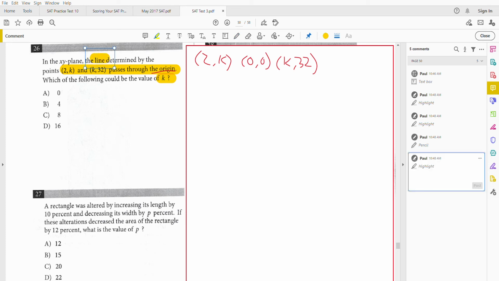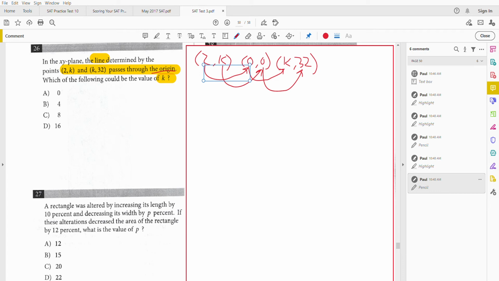So lines have the same slope. So your increase from 2 to 0 has got to be the same as your increase from 0 to k, provided those are increasing. Your increase from k to 0 has to be the same as your increase from 0 to 32, provided they are increasing. So what could you do here?